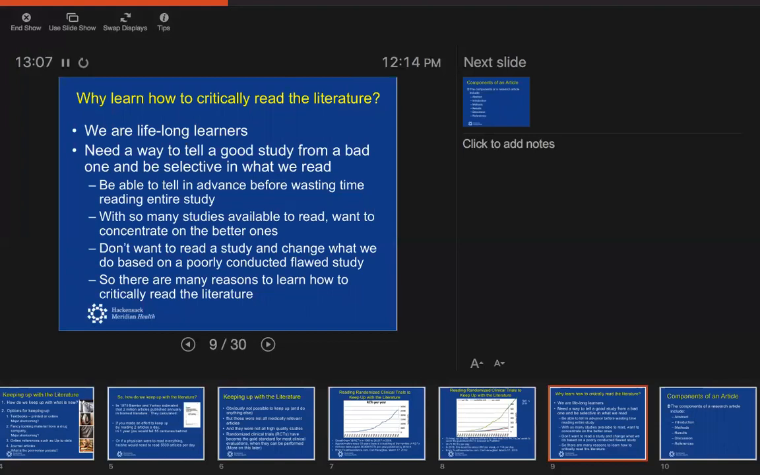This is how we are going to keep learning for the rest of our lives, and we want to be able to tell quickly if it's a good study or a bad study and not waste our time reading a bad study. We also don't want to make decisions on treating based on a faulty study. So there are many reasons to have some concept of how to critically read the literature.